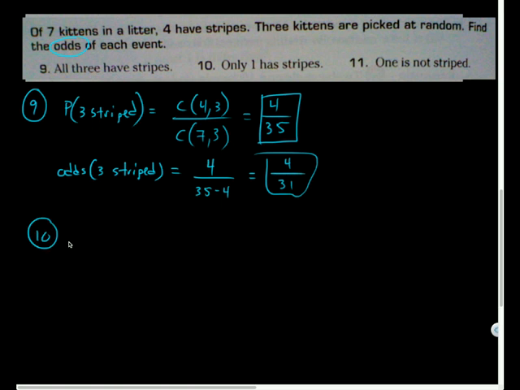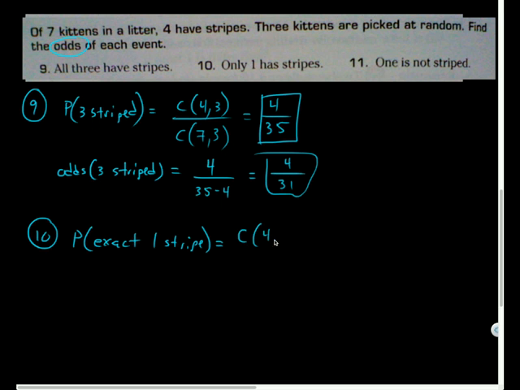Problem 10 is only 1 has stripes. So probability, I sometimes like to write that as exact 1 stripe. And the reason I want to use the word exact is that later on we'll consider at least situations where at least 1 is striped, so then you'd have to find the probabilities of exactly 1, exactly 2, and exactly 3 all added together.